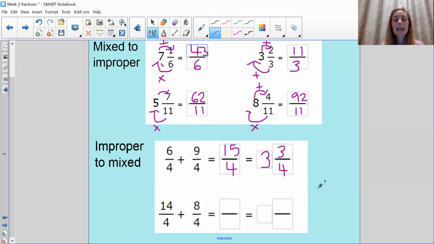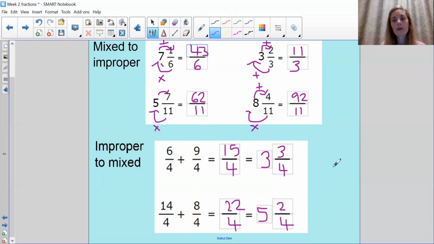Pause the video if you need and have a go. Right, let's see how you did. So I'm going to say 14 plus 8 is 22. And I leave the bottom number the same. And I say 4 goes into 22 5 times. And I'm left with 2 quarters. And now I can just quickly go and check. 4 times 5 is 20. 20 plus 2 is 22.